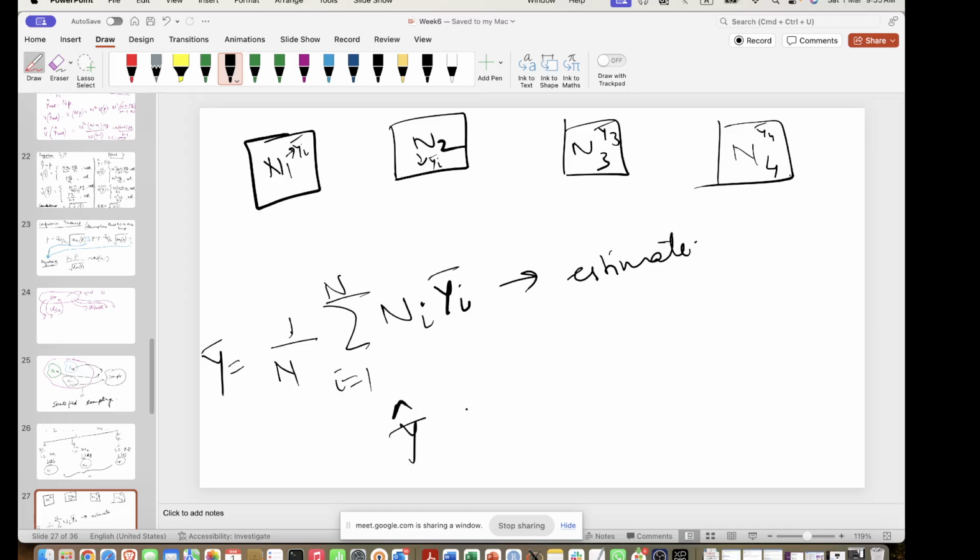And how are we doing it? What is the estimate? This estimate is nothing but 1 by n summation i equal to 1 to n of ni yi bar. But mind you, is it unbiased?